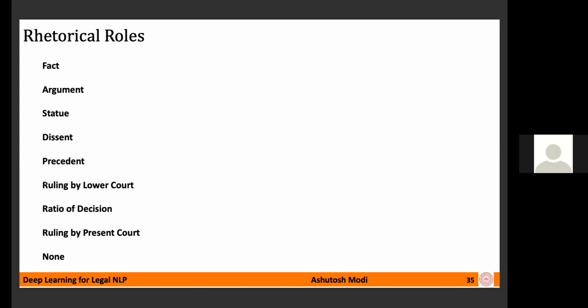Then, Supreme Court cases usually have some ruling by a lower court, so these are given the label ruling by lower court. Then the ratio of decision is the rationale given for the final decision. Then the ruling is the final prediction for the judgment document, which is the final decision. And then there is also a none label, which corresponds to none of the above.